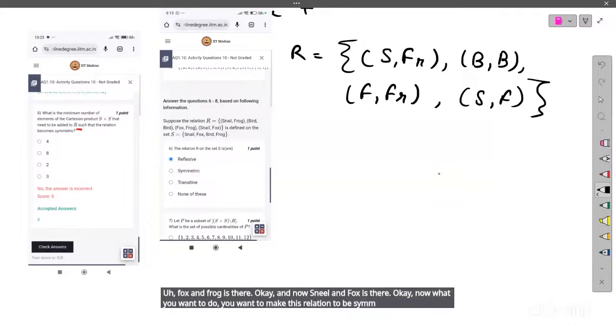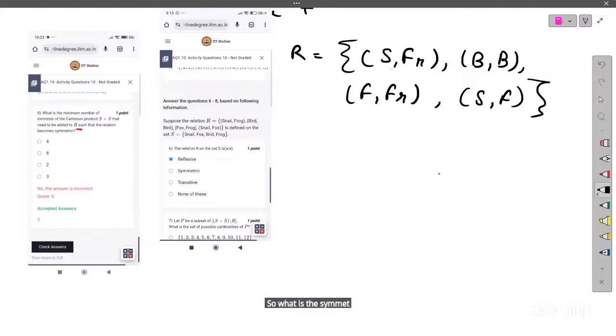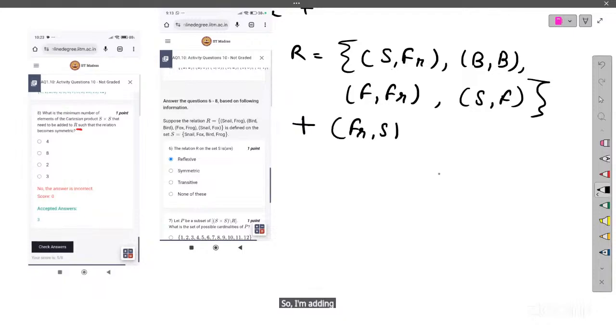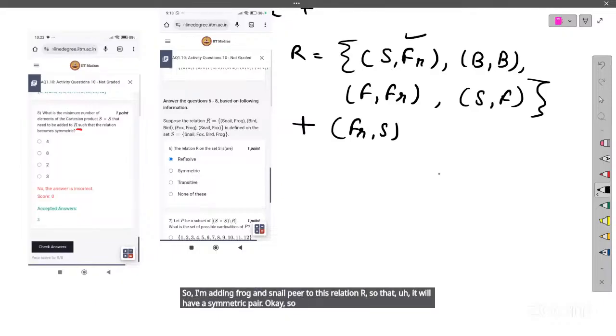So you have to add symmetric pairs. What is the symmetric pair of snail and frog? I'm adding the frog and snail pair to this relation R, so that it has a symmetric pair. The pair bird and bird is itself symmetric, because whenever we have an (a, a) type element, it is the symmetric pair of itself. For this pair, we don't need to add anything.